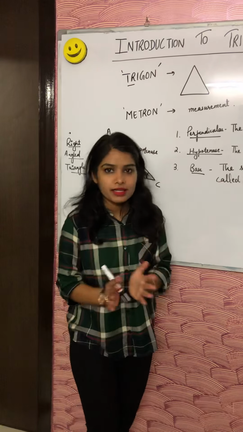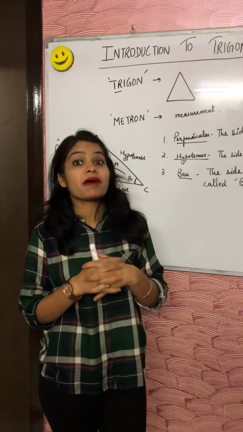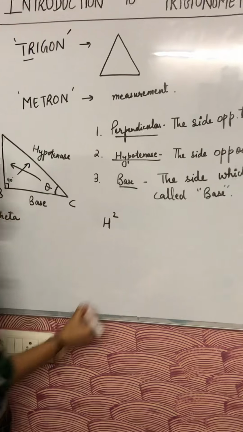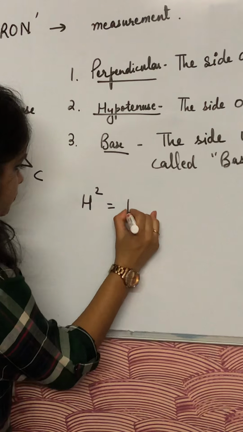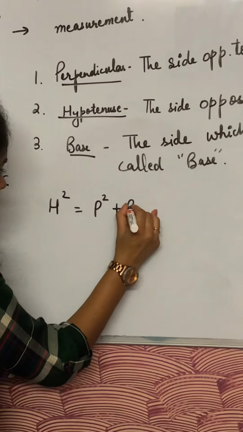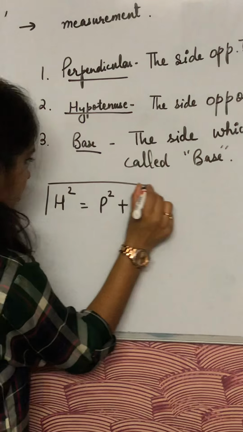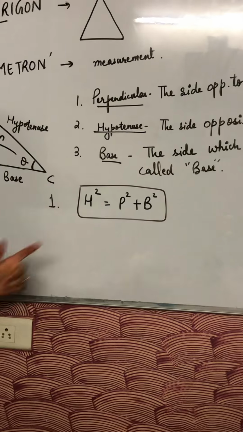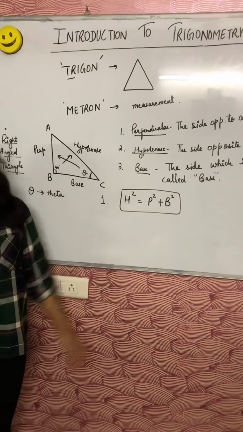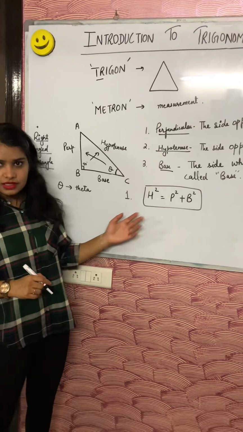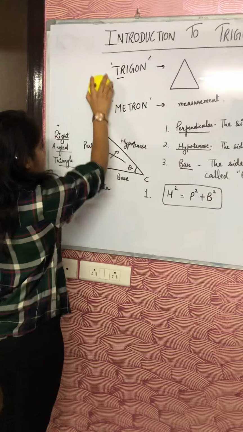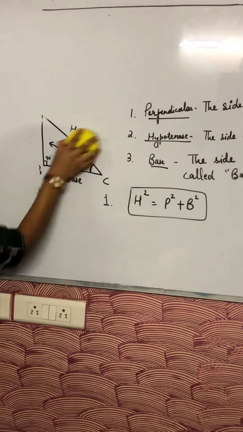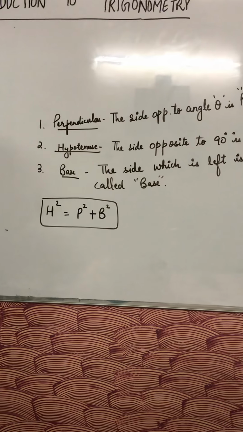Now we know there is a relation between them, and this is the Pythagoras theorem. What is the Pythagoras theorem? Hypotenuse square is equal to perpendicular square plus base square. This is going to be the first formula for this chapter. And we are discussing numericals over this. So now you understand that in this chapter we will study the right angle triangle.